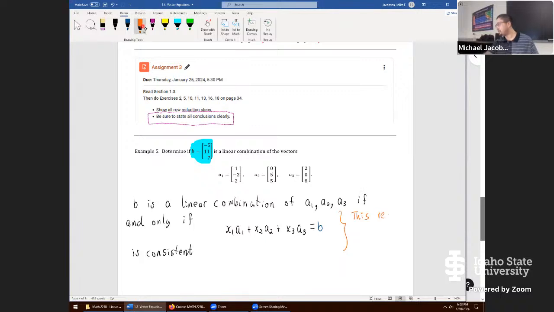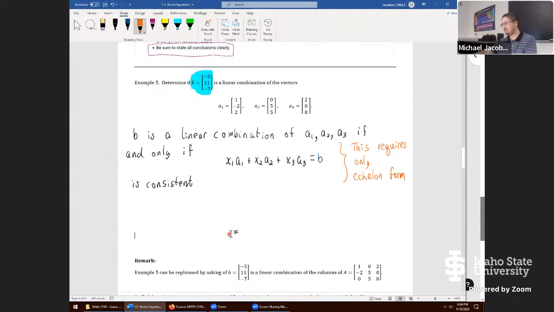This requires only echelon form. We won't use reduced row echelon form for these kinds of questions, unless I told you, find the values of x1, x2, x3 for the linear combination. But that would be a pretty rare question. So let's make this happen.